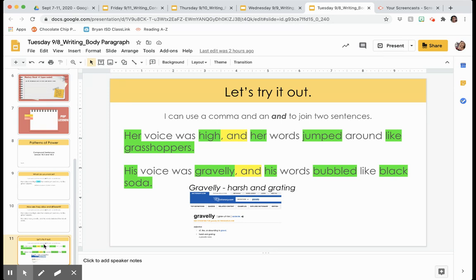And I bet your brains were like, I know what that is. It's comparing two things using "like" or "as." It's a simile.